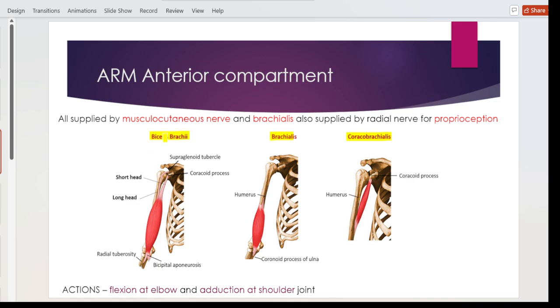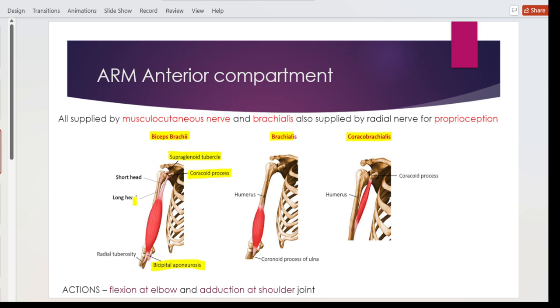Now, let's identify these muscles. This is the biceps brachii. It has two heads. That's why its name is biceps. Okay. And brachii because it is the muscle of arm. Okay. Long head is inserted to the supraglenoid tubercle. Okay. And the short head is attached to the coracoid process. And here it is attached to the radial tuberosity through bicipital aponeurosis.